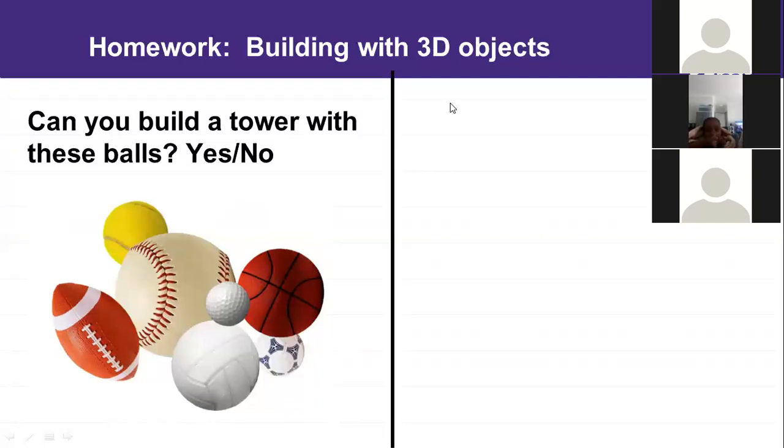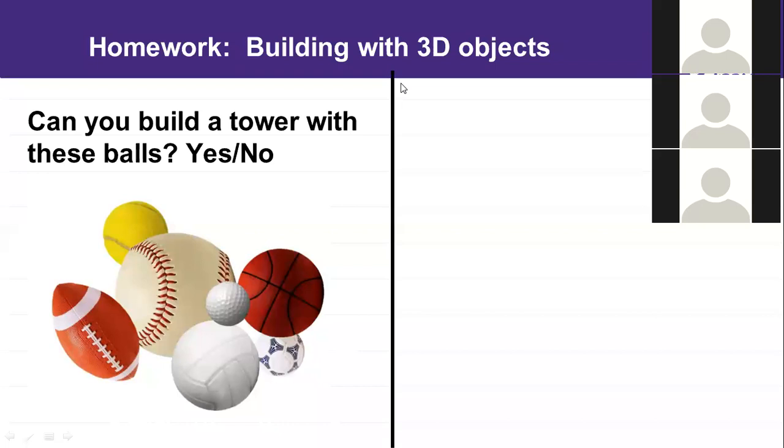Just type it in for me there. Can you use these balls to build a tower? No. Why not? Because they are rounded balls, you can't really build towers with them. Because it will also fall. Somebody said they are round and they will fall because they are round. Well done. And the balls are different sizes.